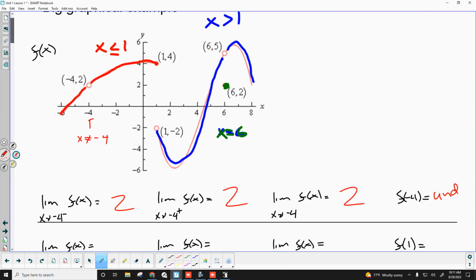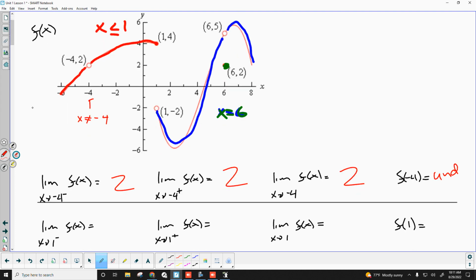All right, back to King's table. King, what do we get for the next row? 4, -2, perfect. To the left, I'm using the red piece. To the right, I'm using the blue piece. I'm approaching this point. I'm approaching this point. At the location at 1, I'm using this piece. I'm using the 4. But the left and the right don't equal each other. This does not exist. This makes no effect on this.